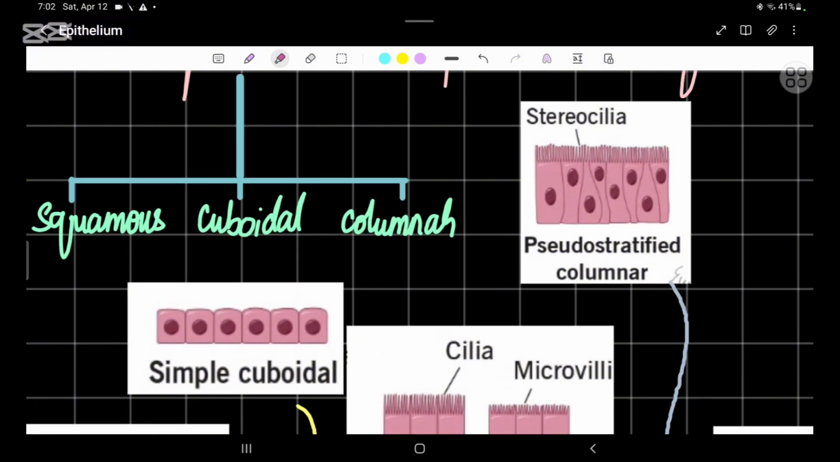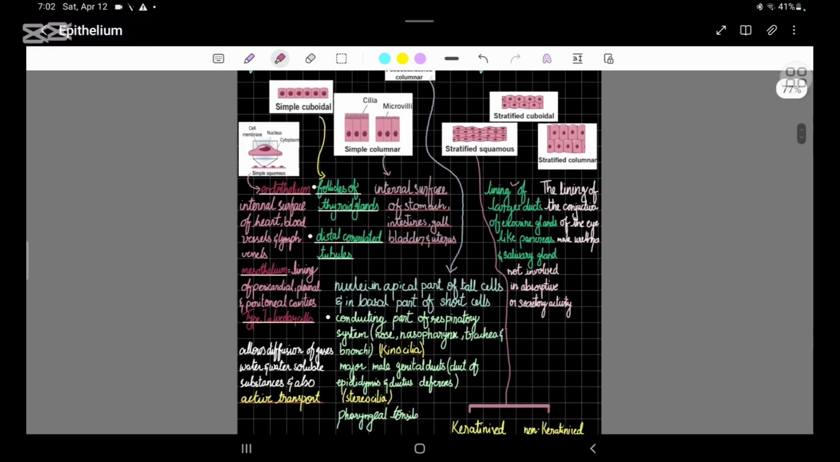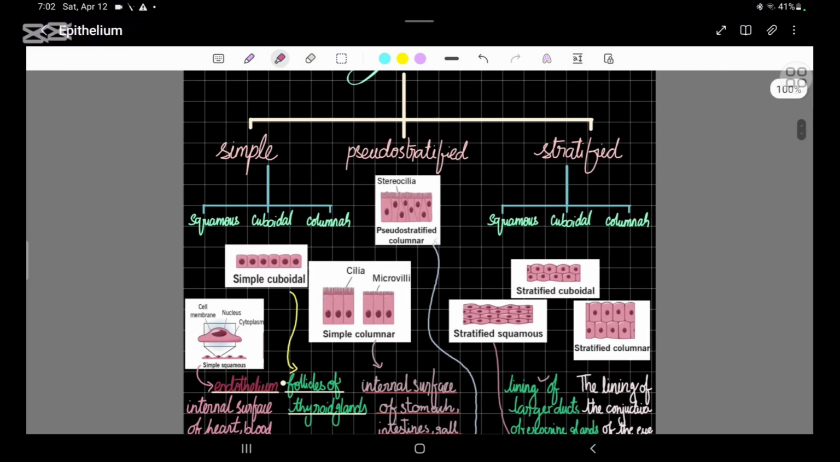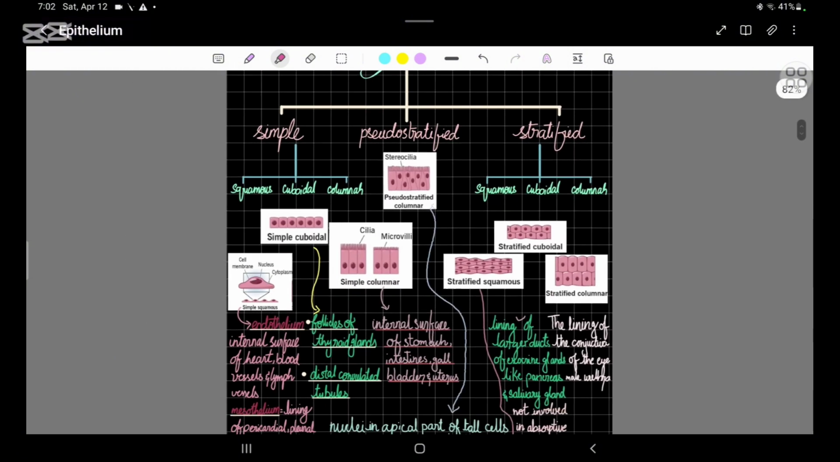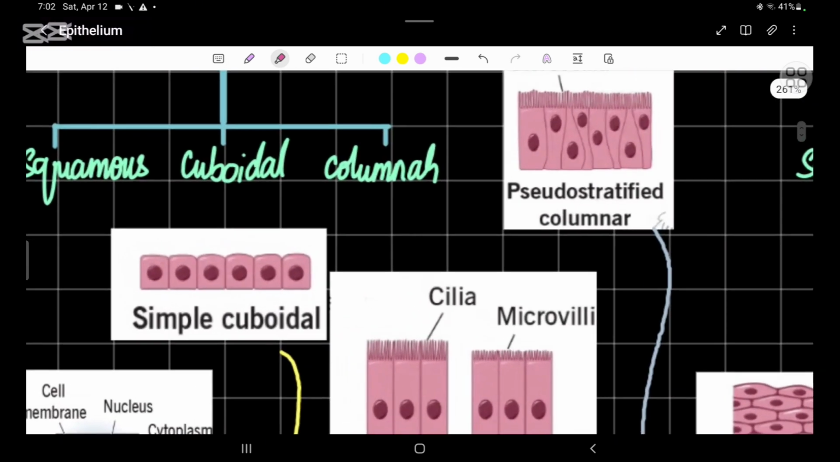First, let me combine them both and make a chart for you all so that your lives get easier. You all can copy paste it, or you all can get the link of these notes from my YouTube video. Okay, so coming back to the topic, as you all have discussed, simple, pseudostratified, and stratified are the classification of epithelium on the basis of the layers present. Okay, now on the basis of the shape of the cells.